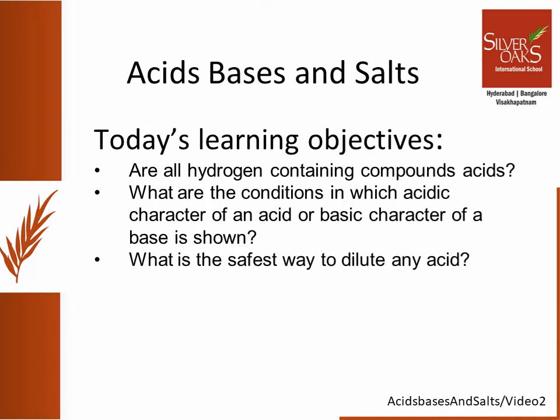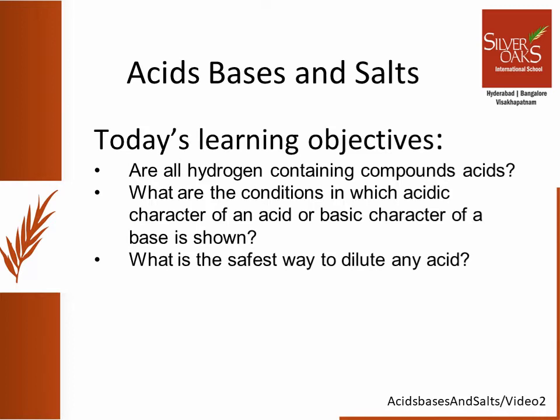The second learning objective for today is what are the conditions in which the acidic character of an acid or basic character of a base is shown. So are there some special conditions or situations where an acid will behave as an acid or a base will behave as a base? What do we mean by showing acidic character or basic character? Showing acidic character means turning blue litmus paper red, and showing basic character means turning red litmus paper blue. So when does this color change for the indicator happen? What are the conditions for changing the color of an indicator? That we are going to learn today.